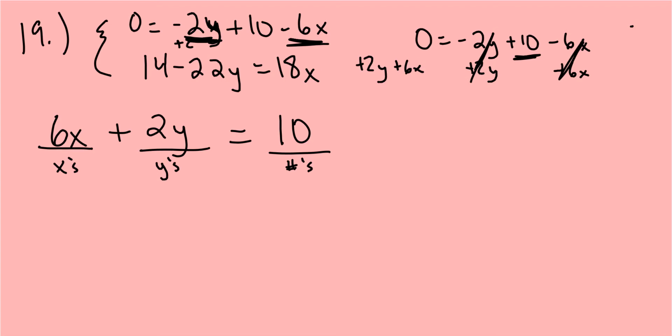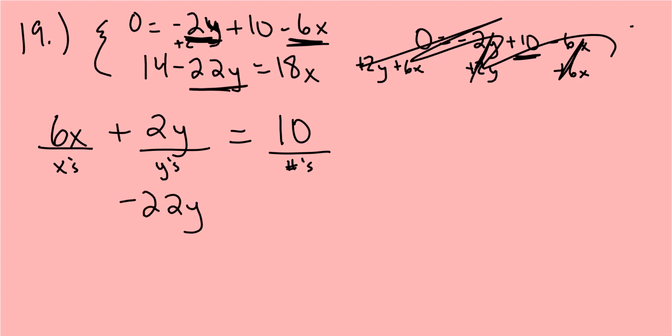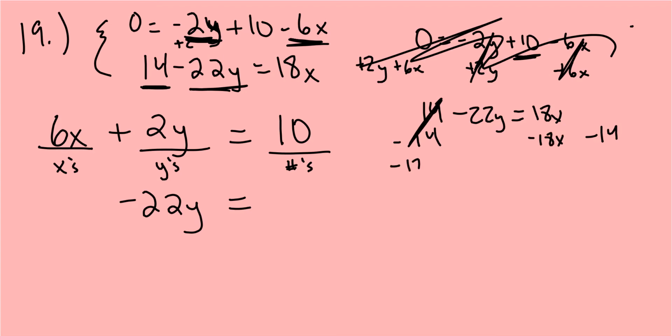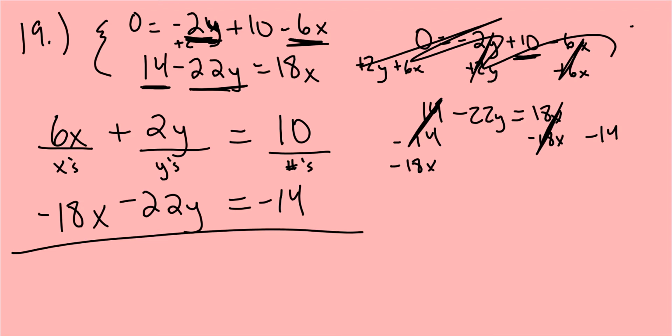Now in the bottom equation, this negative 22 is in the right spot. The equal sign's in the right spot. I want this 14 to leave, so I want 14 to be on the other side. So I'm going to minus 14 from both sides. That's going to move the 14 from the left to the right. I want to move the x over, so I have to minus 18x from both sides. That's going to move the x from the right to the left. Now, it looks like something we've done before.